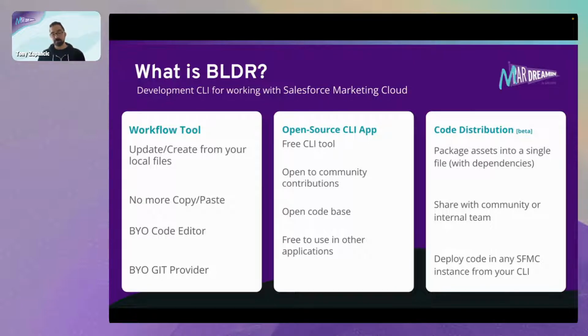One of the really cool features about Builder that is currently in beta, that is a future feature, is being able to package assets into a single file with all your dependencies and being able to share them with your Salesforce Marketing Cloud community or your internal teams. And then from those packages, being able to deploy them into any Salesforce Marketing Cloud instance that you point your Builder instance to.